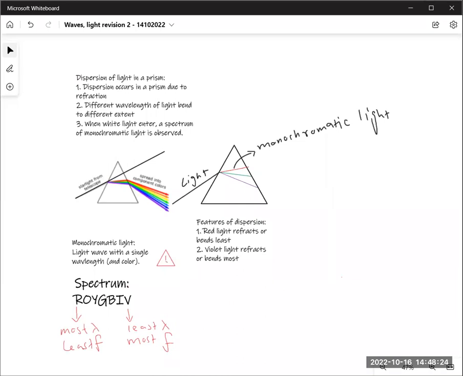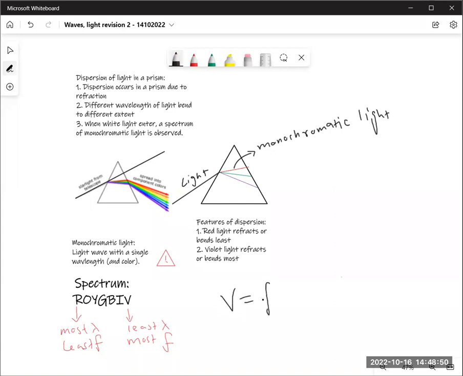I'll also give you a question meanwhile. While you're writing, I'll look up a question and we'll look at dispersion. So, most wavelength and least frequency. Okay, now write this equation, all of you.